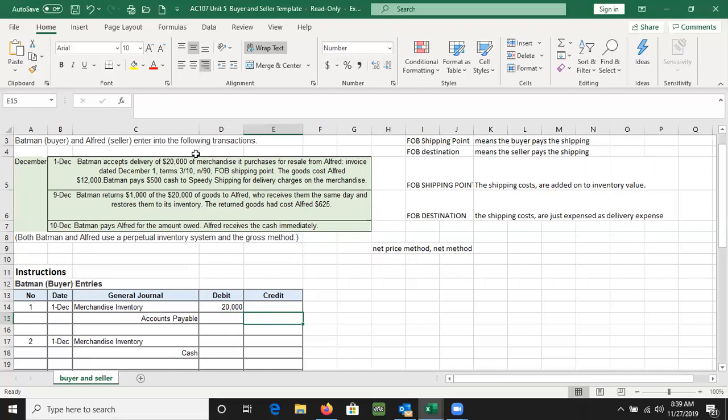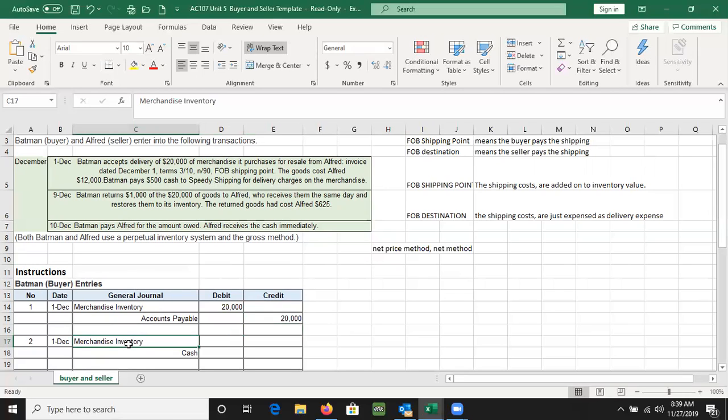This doesn't necessarily say on account, but whenever you see terms, it generally means they put it on account. So $20,000 will go to accounts payable. So Batman owes Alfred $20,000 at some point. Next, Batman pays $500 cash for the delivery.